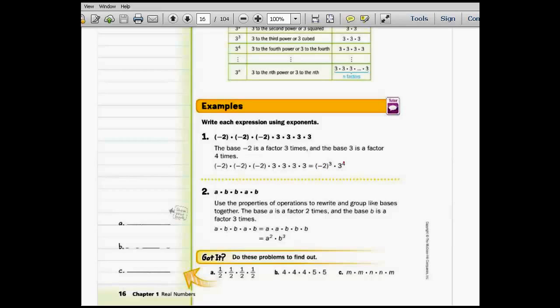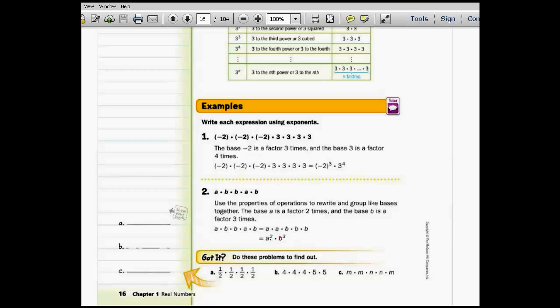Number 2, this doesn't have any numbers in it, but it's the exact same kind of process. So if we have two a's, that could be written as a squared. We have three b's, so that is b to the 3rd power, or b cubed. So I want you to go ahead and try a, b, and c right here. Pause it, and I'll give you the answers.